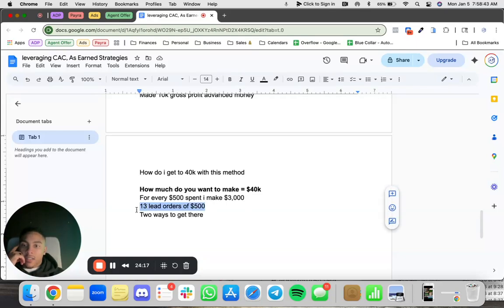Then what I need to understand is there's 13 lead orders of $500. You probably can't do 13 lead orders in a month, so you probably want to upgrade your lead type, which typically will fluctuate what your cost to acquire a client is. But we're just using simple numbers because at the end of the day, this would be how you scale, right? So you said, okay, I want to do 3 orders a week of $500. Okay, because it's actually 3.25.